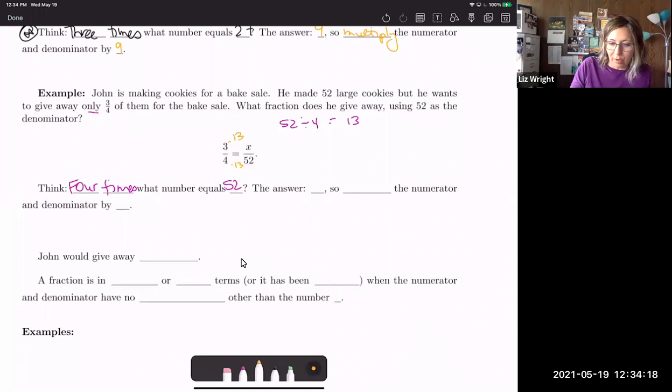So the answer of 13, so that means we are going to multiply the numerator and the denominator by 13. And then that would mean that John, oops, not 13 there. I want to write it down over here. John is going to be giving away 39 of his delicious cookies. So 39 cookies.